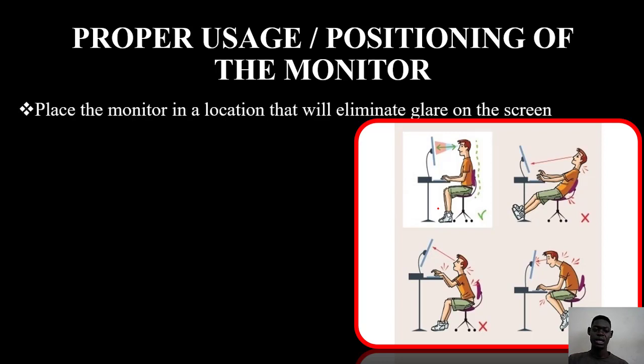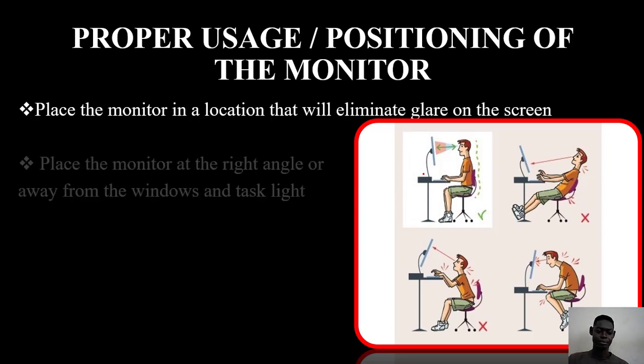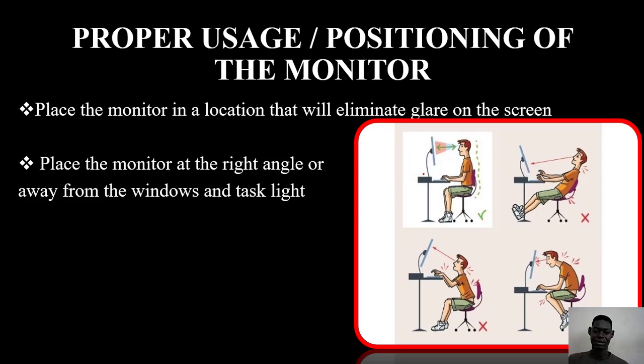Place the monitor in a location that will eliminate glare on the screen. You should place the monitor in a position that will eliminate glare on the screen. Place the monitor at a right angle or away from the windows or task light to prevent penetrating light through the windows or disturbing light from the task light, so that you can see clearly what you are doing without struggle and in a comfortable state.